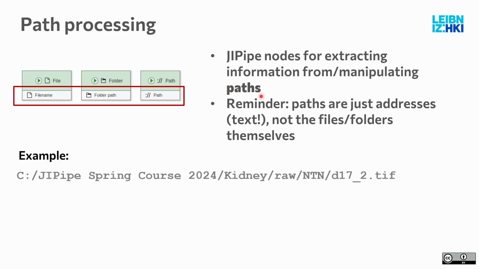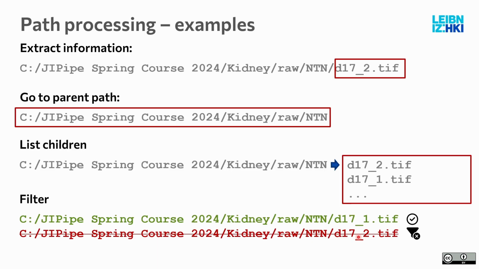So, manipulating paths. Paths are just text. They are just addresses to files and folders. They are not the files themselves. You can do many things with paths. For example, you can extract the file name. This is what this annotation node does. It receives a path to a file and it just grabs the name.